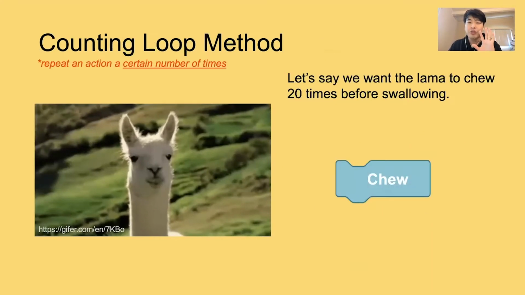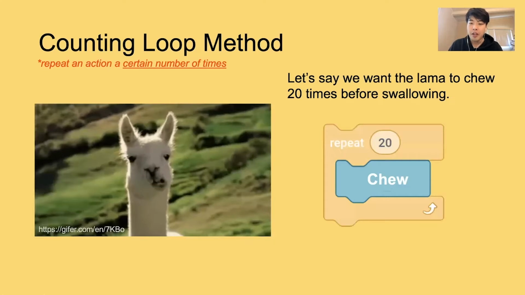So how would you write code that uses a counting loop? Remember, it's repetition of an action or sequence of actions for a certain number of times, meaning if you want to use the counting loop method, you have to know exactly how many times you want the llama to chew. For example, if I want 20 times, you don't have to copy this 20 times and paste it 20 times. What you can do is wrap this action in some sort of repetition or loop.